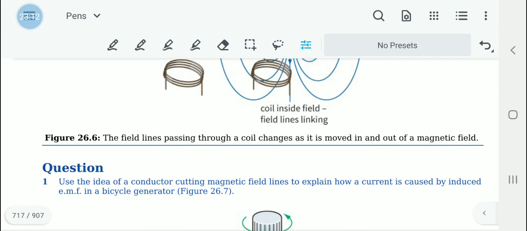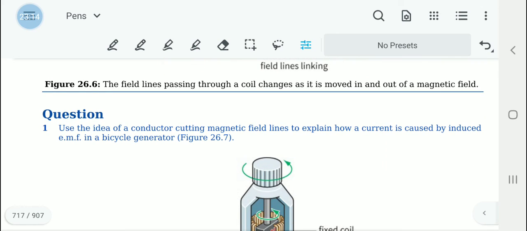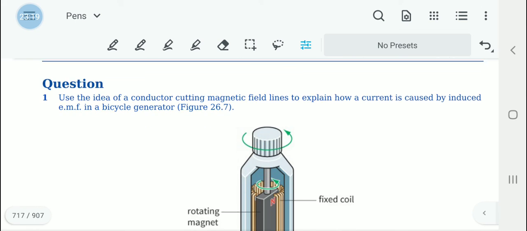I hope you understood. If you have any questions, please ask. If you did understand everything, please do question number 1.